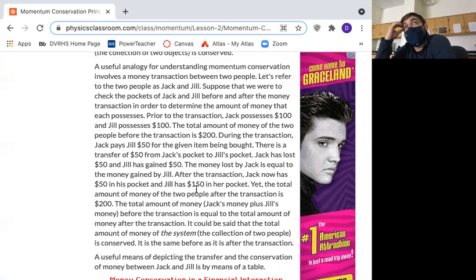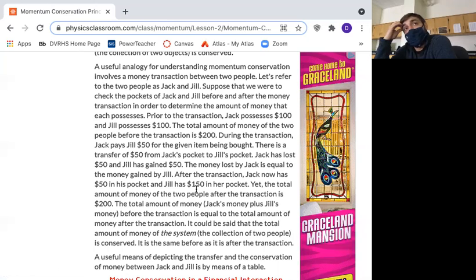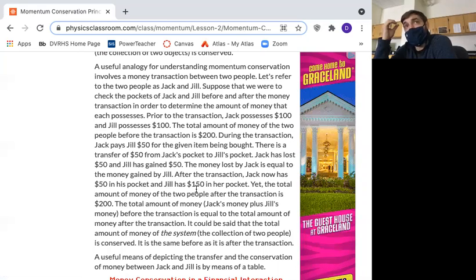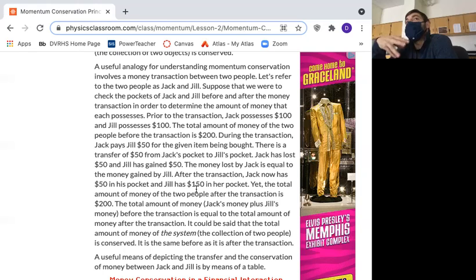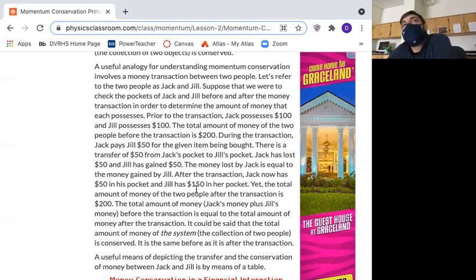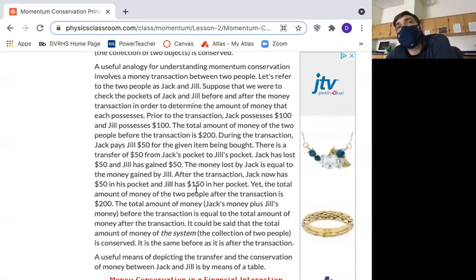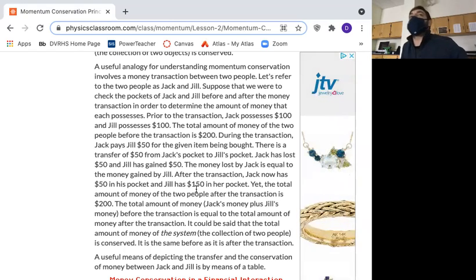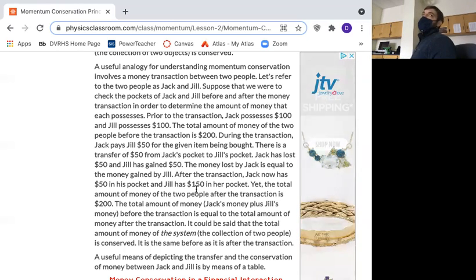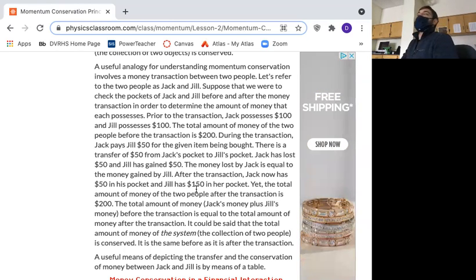The money lost by Jack is equal to the money gained by Jill. After the transaction, Jack now has $50 in his pocket and Jill has $150. Yet, the total amount of money of the two people after the transaction is $200. The total amount of money before the transaction is equal to the total amount of money after the transaction. It could be said that the total amount of money of the system is conserved. It is the same before and after the transaction.